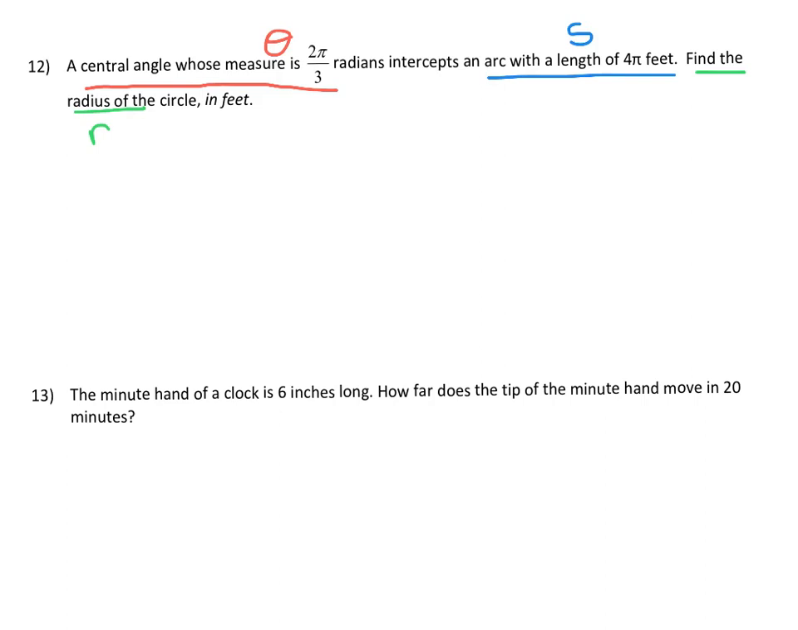So if we use our formula, S equals R times theta, they tell us the S is 4 pi, so I'm going to replace that with 4 pi. The R is what we don't know, so I'll leave that as an R. And they tell us that the theta is 2 pi over 3.